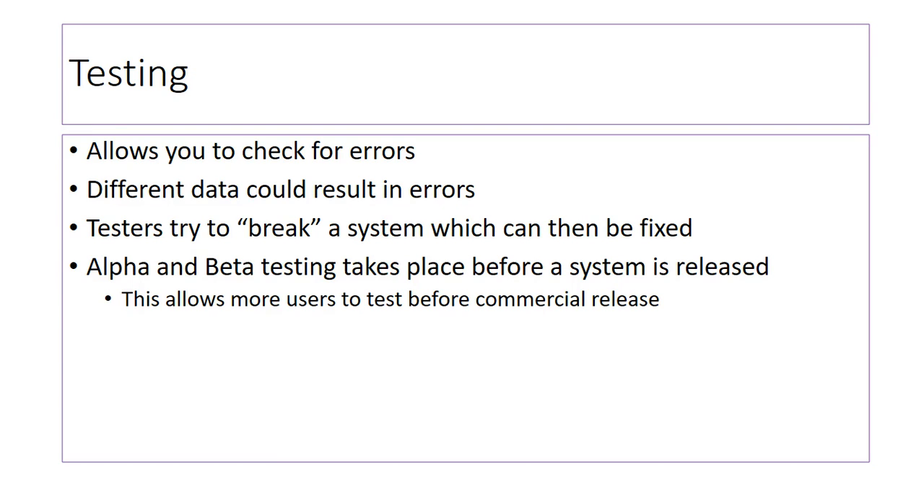Alpha and beta testers test before systems are released. It allows more users to test before a commercial release. So for example, if we think about World of Warcraft, a popular video game, they do a lot of beta testing before they launch a new expansion pack. This allows them lots of different testers to be able to test very specific areas of their game, which they wouldn't just have the manpower for or be able to do themselves.